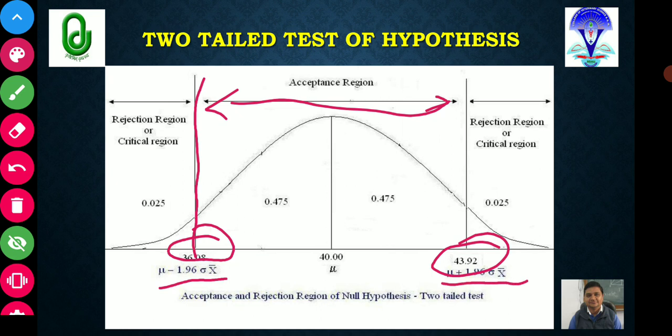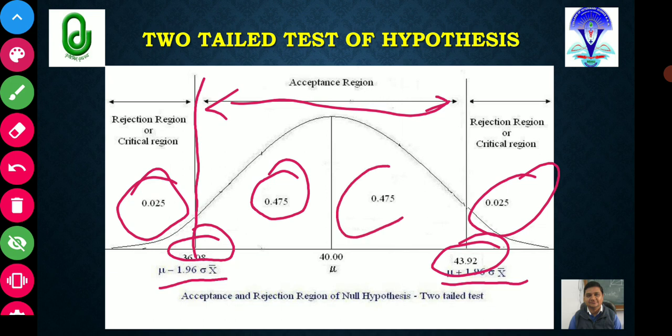That is, it is discussed at a level of significance of 5%. So at 5%, the rejection region, or critical region, is 0.025 on either side, and the acceptance region is 0.475 on both the sides of the mean. That means in total this is coming around 95% or 0.95. So 0.95 is the acceptance region in a two-tailed test on both the sides of the mean.